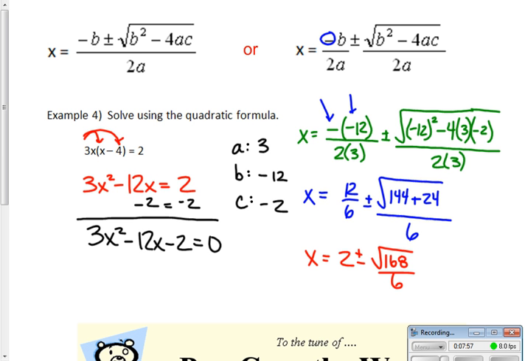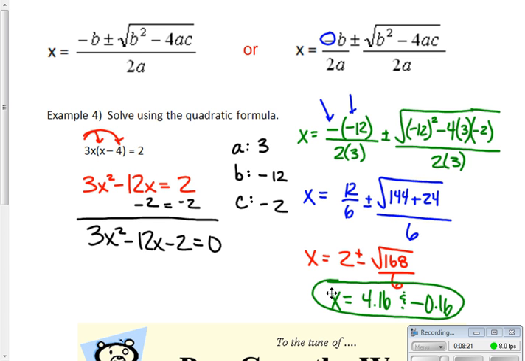We get x equals 2 plus or minus the square root of 168 over 6. So the last step there is we need to figure out what is the square root of 168 and then divide that by 6 and then take care of the operation there, and we should get x equals 4.16 and negative 0.16 as our x-intercepts. This will conclude Lesson 47, Quadratic Formula.